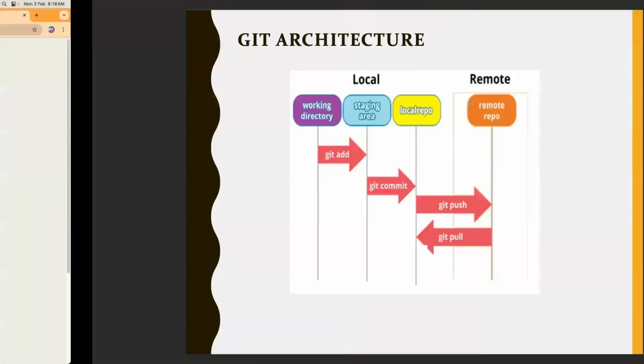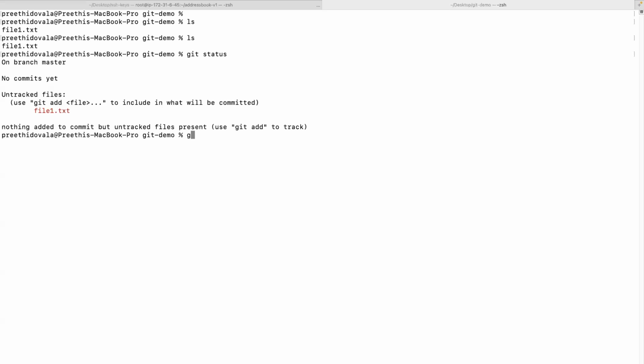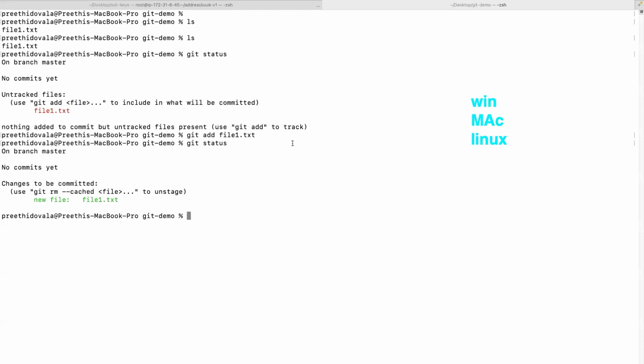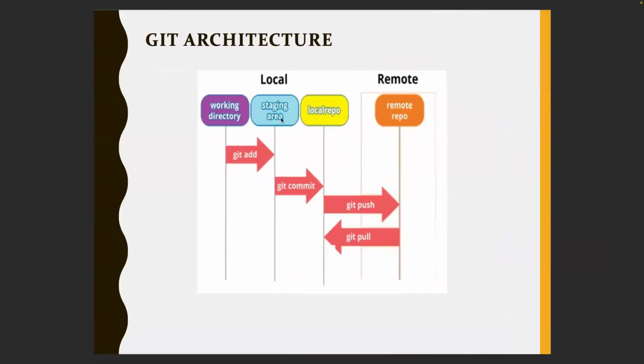Right? So now what you can do, git add file1. Now, where is this file? See the status. Changes to be committed, not committed. To be committed means where is that? Just check the architectural diagram and answer it. To be committed means staging area.